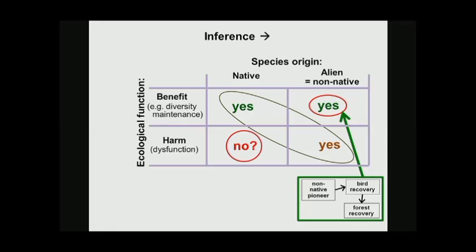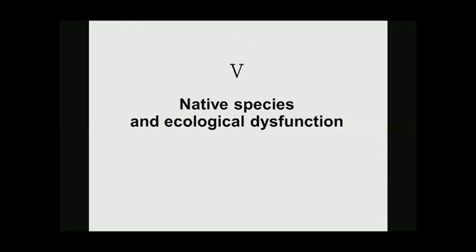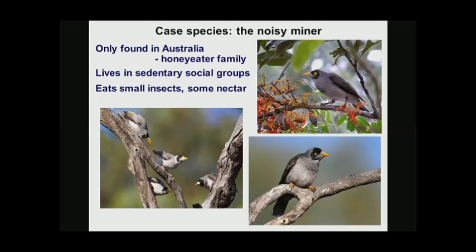So now I'd like to look at the final cell in this table, which is the question of whether we should assume that native species can do no harm. If it's native, is it necessarily desirable? So, native species and ecological dysfunction. Here I focus on another organism which I've done considerable work with, and I can see that many people in the audience are familiar with this species, the noisy miner. It is native, not to be confused with the common or Indian myna, an introduced species.